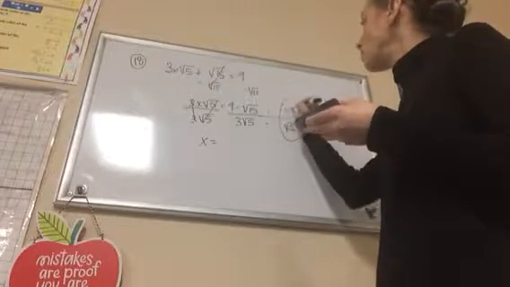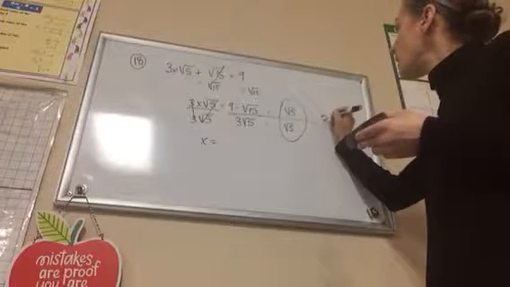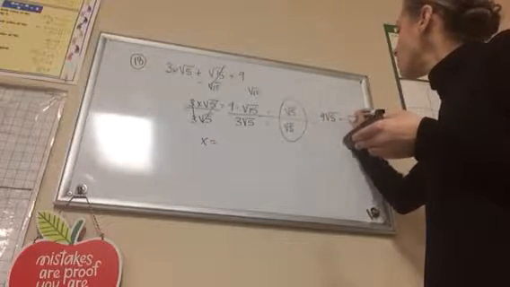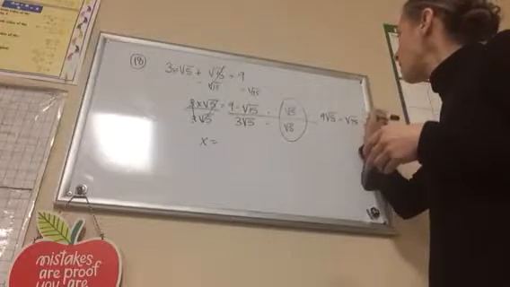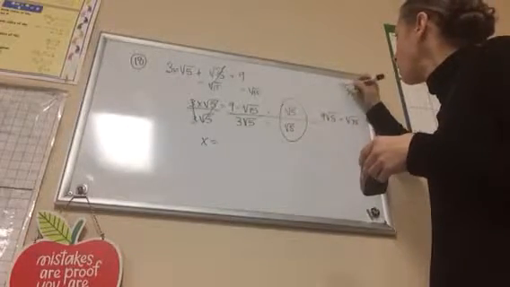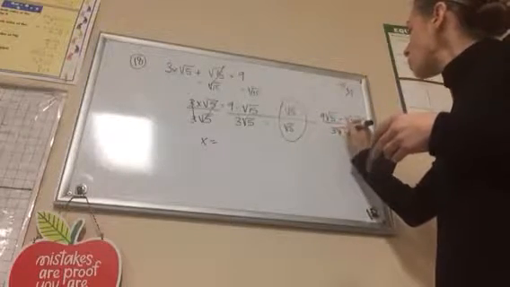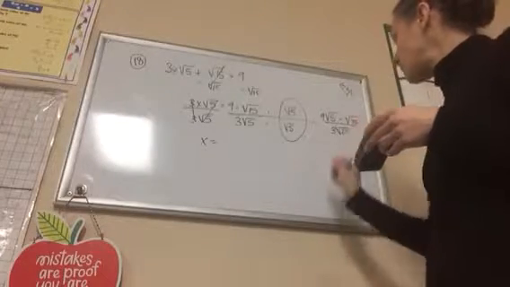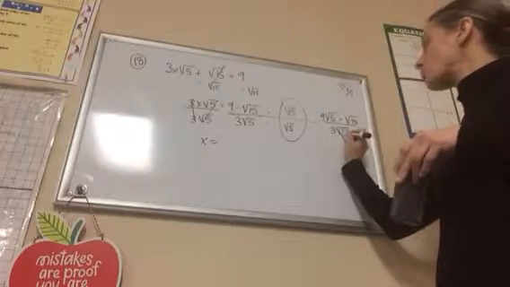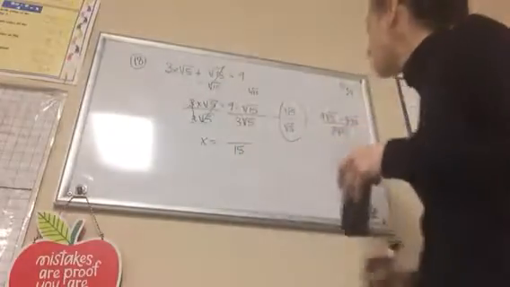Let's do square root of 5. I need to multiply by square root of 5. I'm going to get 9 square root of 5 minus square root of, what is 15 times 5? 75. Over 3 square root of 25, which is 15, because square root of 25 is 5, 3 times 5 is 15. So I have 15 as my denominator.